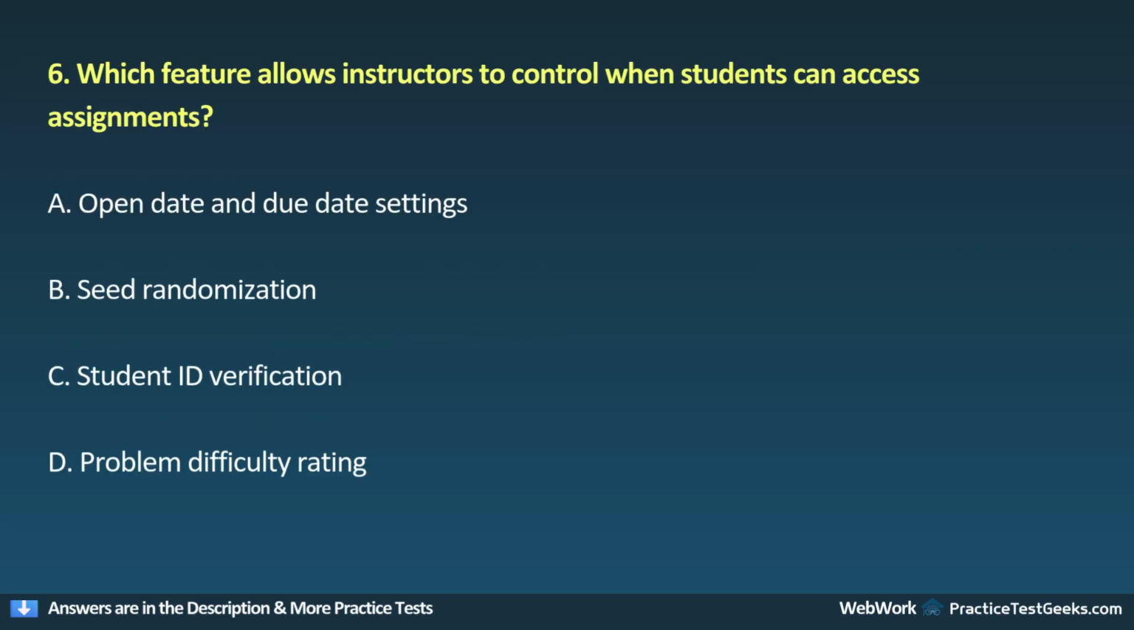6. Which feature allows instructors to control when students can access assignments? A. Open date and due date settings. B. Seed randomization. C. Student ID verification. D. Problem difficulty rating.